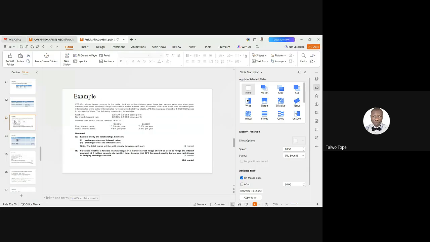So now, that is not the end. The question says: calculate whether a forward market hedge is better. Now, for a forward market hedge, what are you going to do? When we come to the 6-month forward rate, can you see the 6-month forward rate?